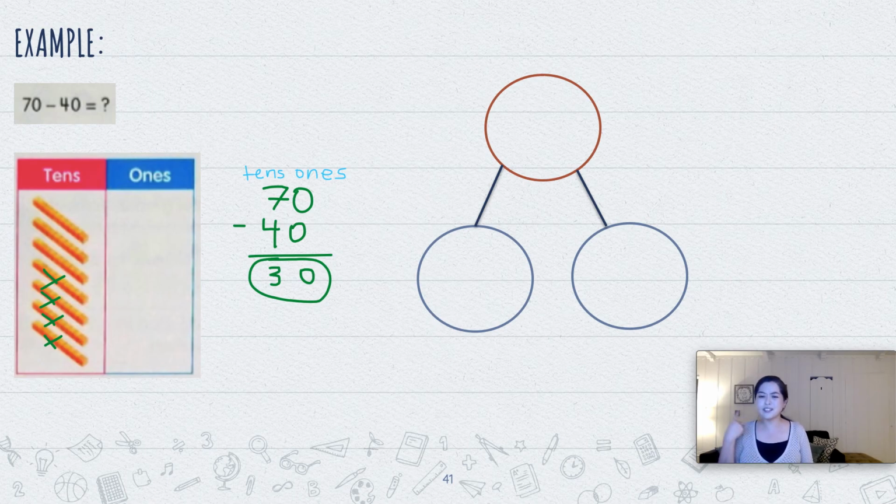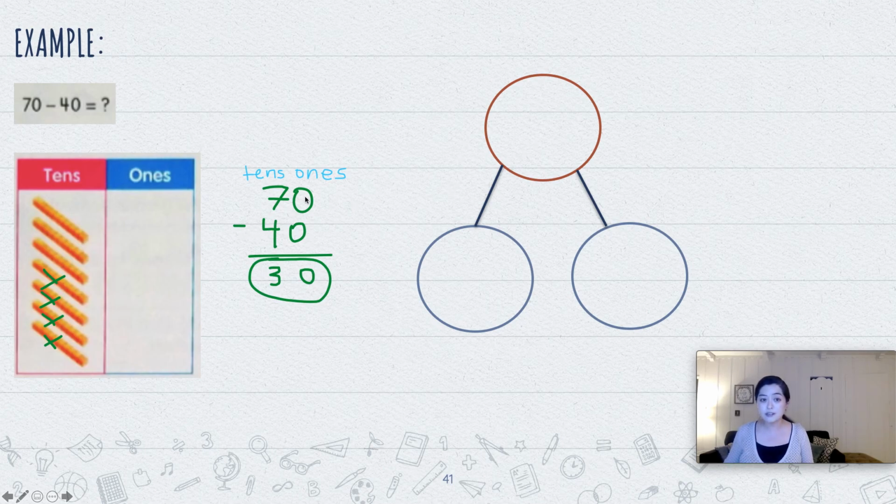Well, I want to see something. I want to make sure that my answer is right. I want to be extra sure. I want to double check my answer. What can I do? Notice we have a subtraction sentence here. 70 minus 40 is 30.